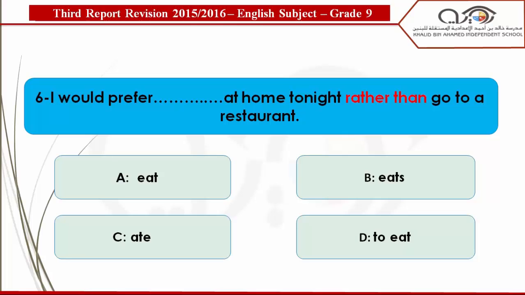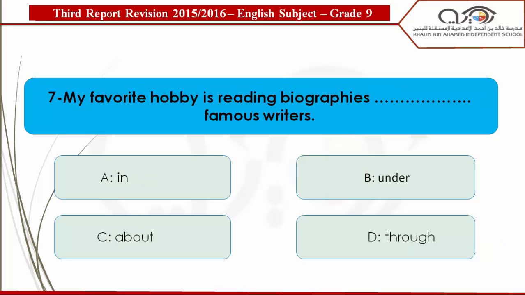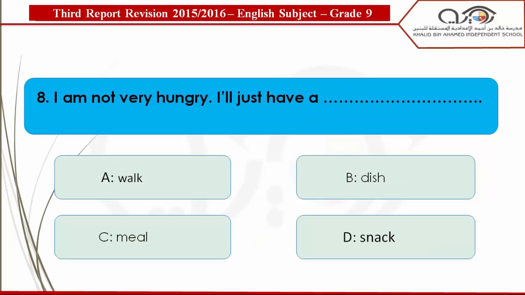Clear handwriting. Number 6, I would prefer to eat at home tonight rather than go to a restaurant. What is the right answer? Eat, eats, ate, or to eat? It's D, to eat. I would prefer to eat. That is the right answer. Exactly. My favorite hobby is reading biographies about famous writers. Is it in, under, about, or through? About famous writers. Yes, so the preposition about comes with the word reading about. Usually you read about famous writers or people.